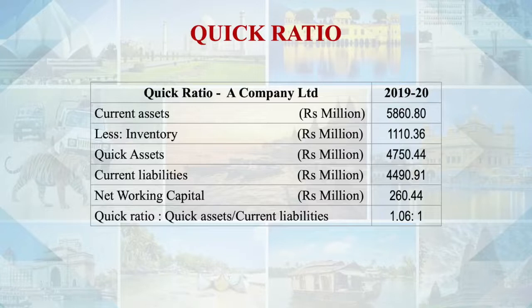So that is 1.06:1. Now if we refer to the better ratio which we have seen, that is 1:1, we will say yes, the company is in a good position, because to pay the current liabilities, they have that much of quick assets which can fully pay the current liabilities. So the ratio is 1.06:1. So this is the quick ratio, which gave a better understanding of your current assets, your current liabilities and your quick assets.